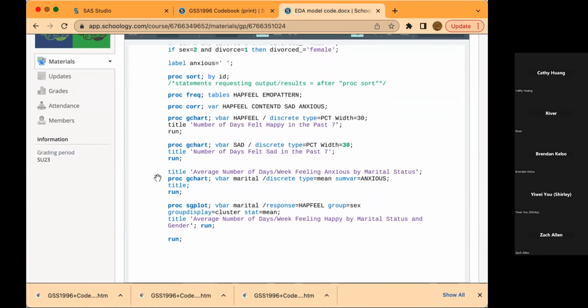Yes. Those 4 lines of code, you're going to put, if you're interested in happy or what, you're going to change anxious to whatever you're interested in. And if you want to look at gender differences, you're going to change marital to sex.